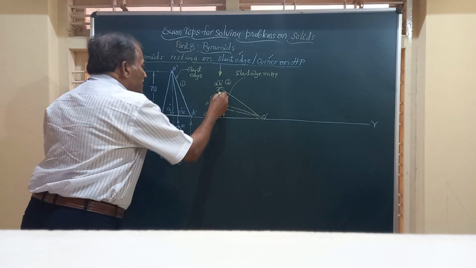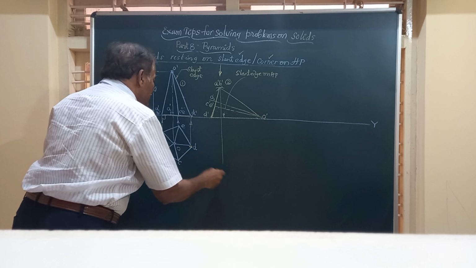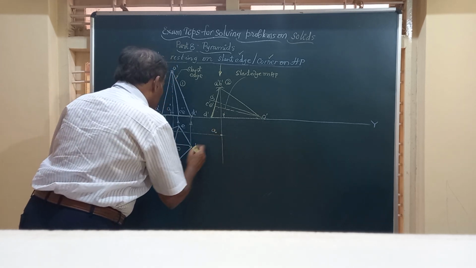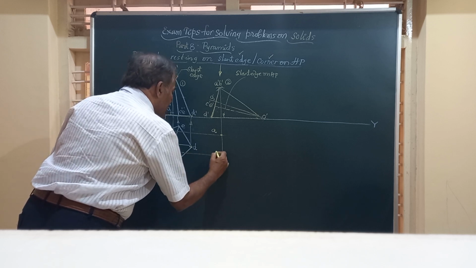So let me start from points A and B. Draw a vertical line through A and B, and a horizontal line from here. The point of intersection will give you A. Similarly, this point will be point B.